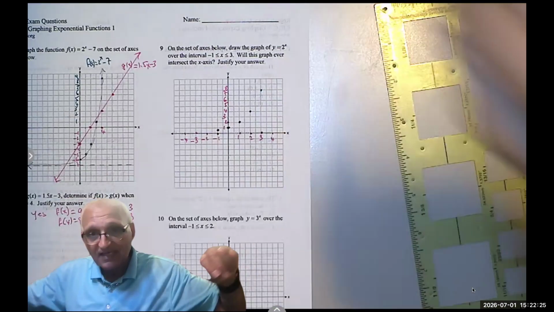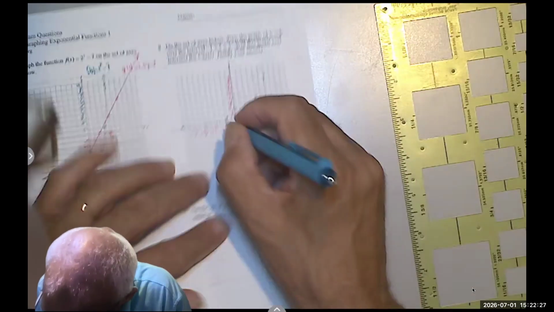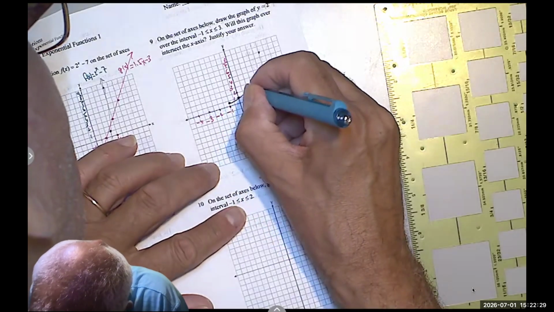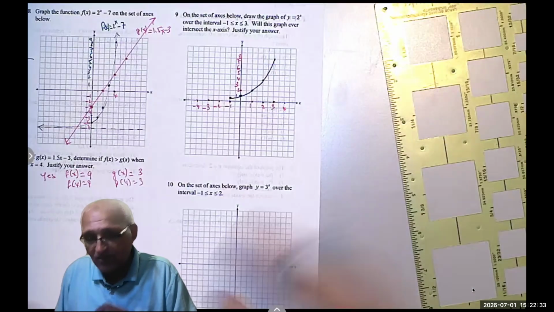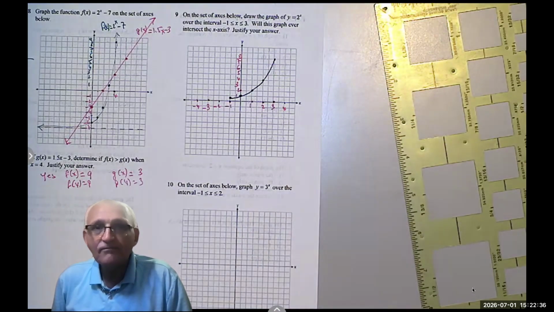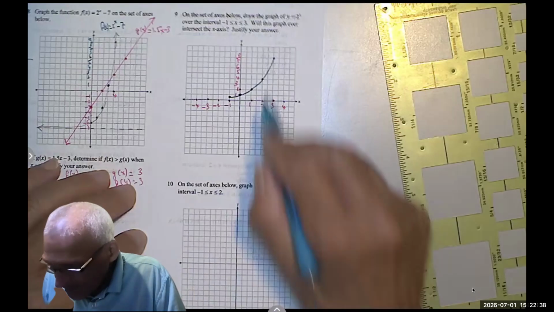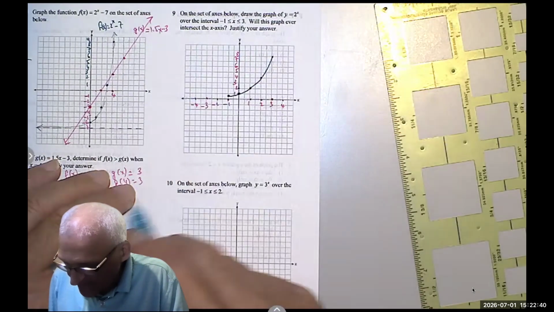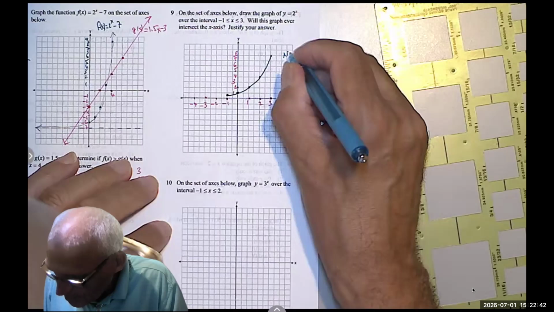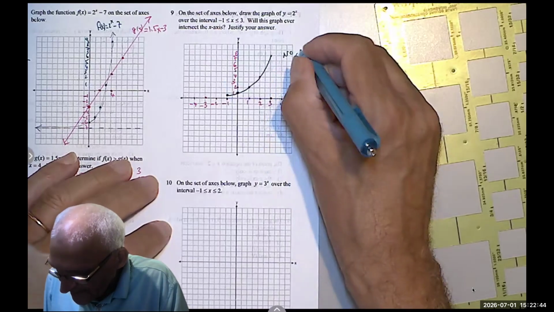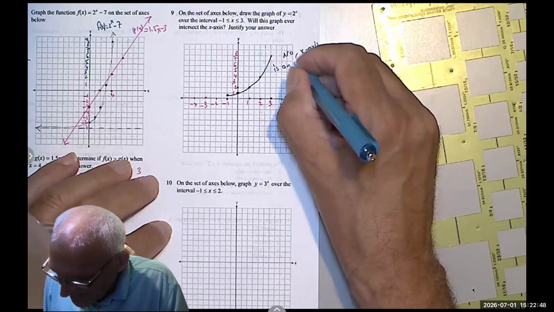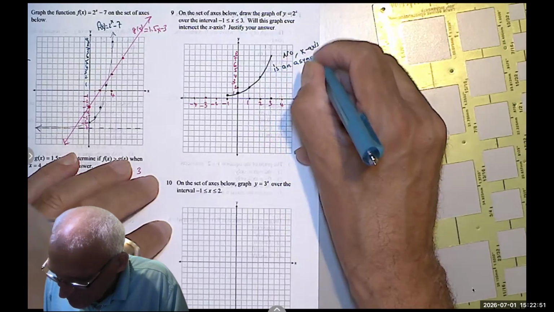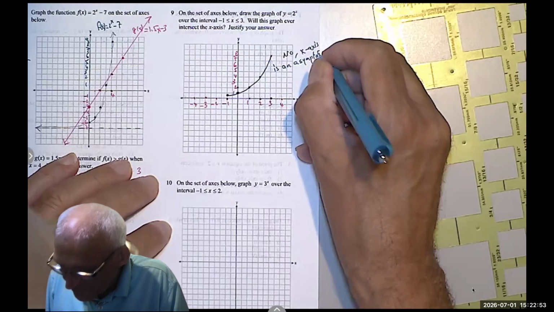You are not going to extend because they want it from -1 to 3. And your graph would look something like that. There are no arrows. It stops here. Will this graph ever intersect the x-axis? No. Justify: the x-axis is an asymptote. So it never crosses that.